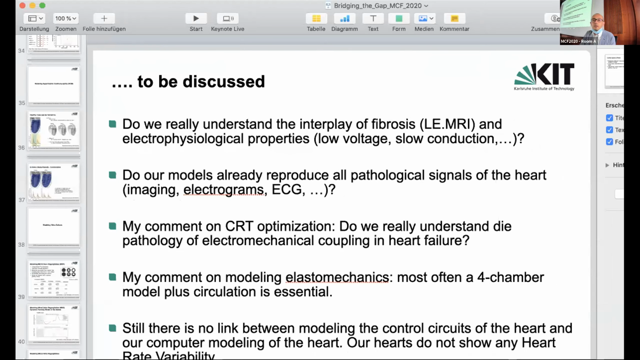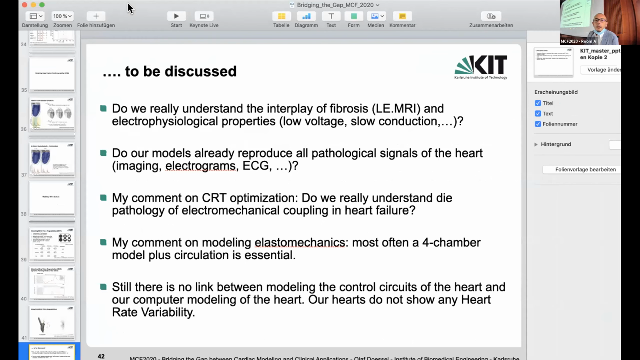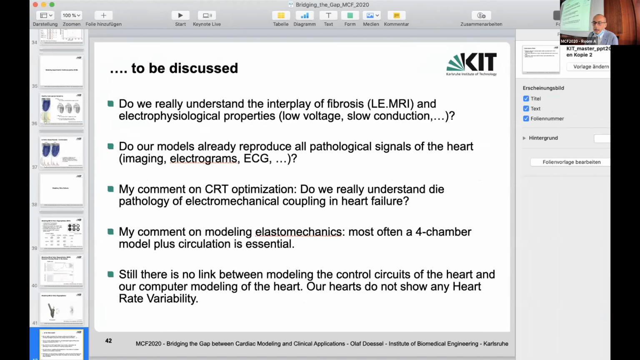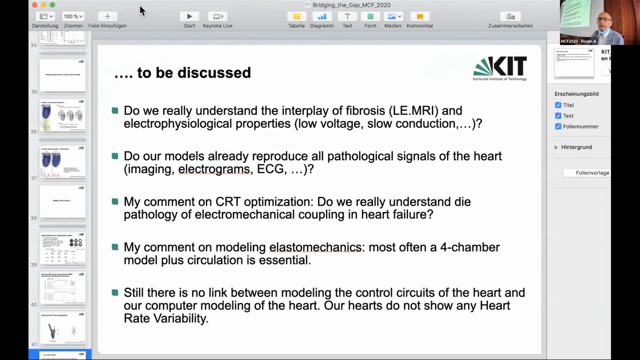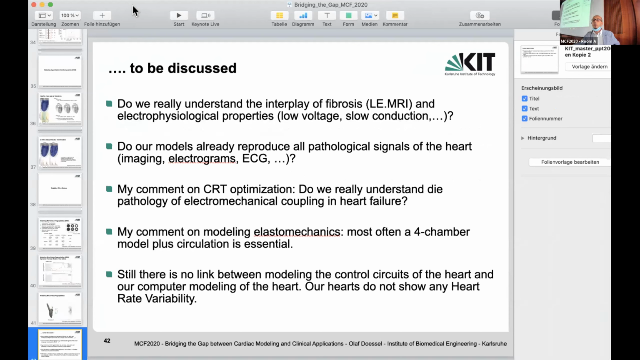Thank you very much, Professor Dössel, for the very comprehensive overview and lecture about the interplay about the heart models. Please, there is a question from Alfio Quarteroni.